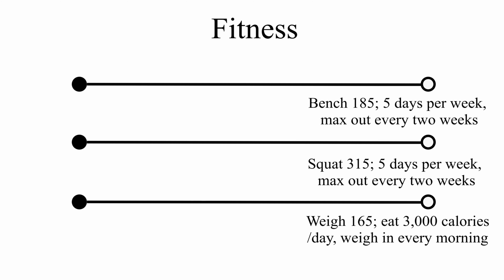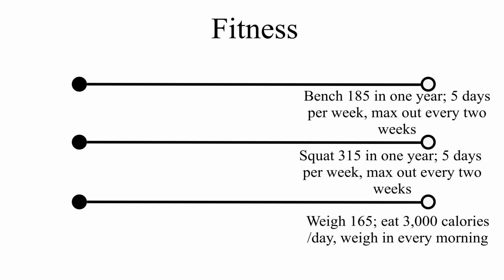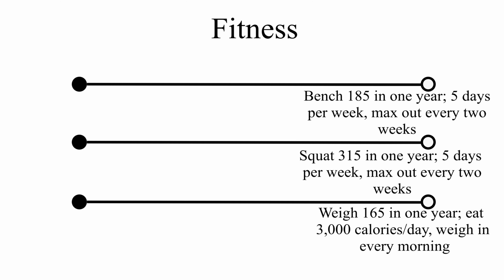But your journey, your goals might actually need a time limit, because let's say you want to run a marathon in 6 months. You only have 6 months to hit that goal, so you need to actually limit to time. I personally don't do this in my own goals, but for this example, I will. So let's say we want to bench 185, squat 315 in 1 year by going to the gym 5 days a week and maxing out every 2 weeks. And then we want to weigh 165 again in 1 year by eating 3,000 calories a day and weighing yourself every morning. Those are bound by time and may give you artificial motivation, but I treat this step as optional.